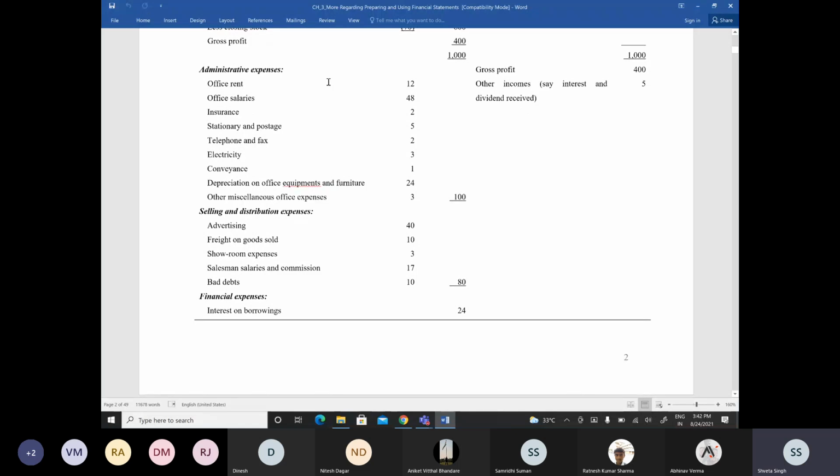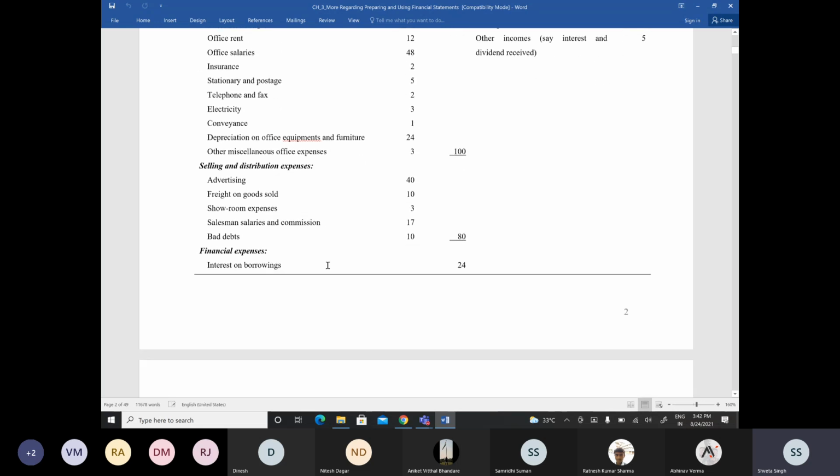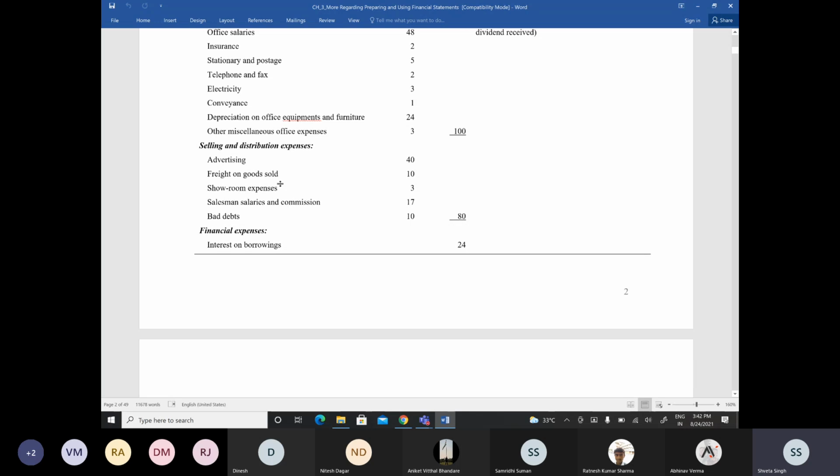So from the gross profit, then we take out all the admin expenses. Now, admin expenses can be office rent, office salaries, insurance, stationery and postage, telephone, fax, electricity, conveyance, depreciation that you charge on equipment and furniture, any other miscellaneous office expenses. All of these are admin expenses. Then we also reduce the selling and distribution expenses. Selling and distribution expenses can be advertising, freight or transport charges on the goods that you have sold, showroom expenses, salesman salaries, commissions, bad debts.